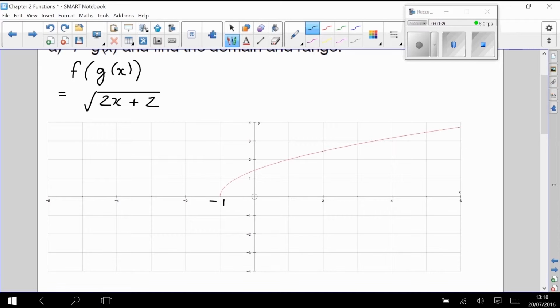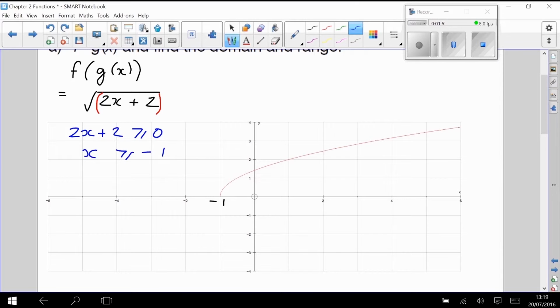But how did I find these values? When I look for the domain first, I must take a look at my restrictions underneath my root. I must know that the number under my root has got to be a positive number because I cannot find the answer to a square root of a negative number in my real number system. In other words, I said to myself that 2x plus 2 must be greater than or equal to 0. In other words, x had to be greater than or equal to minus 1.